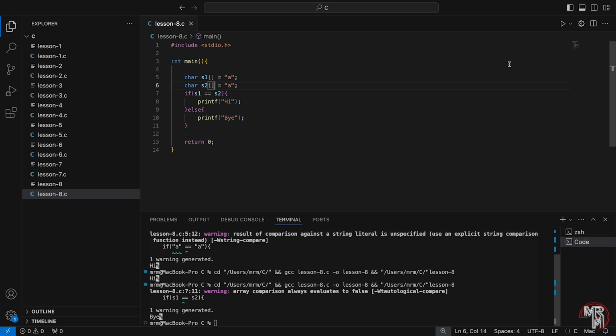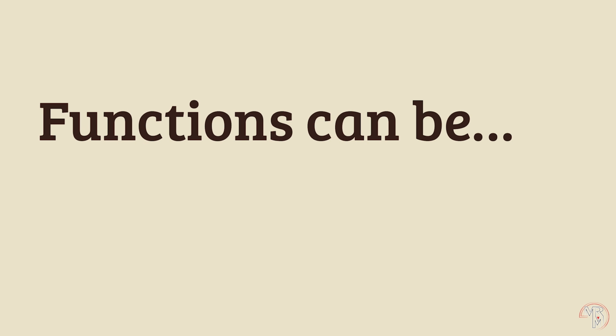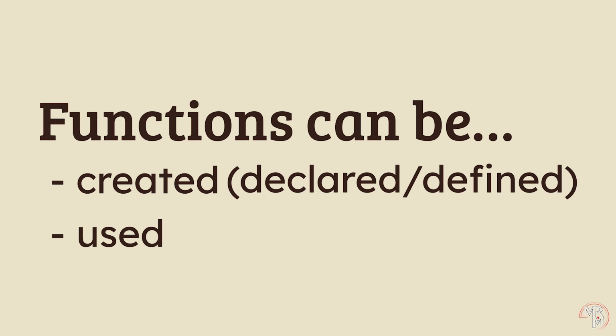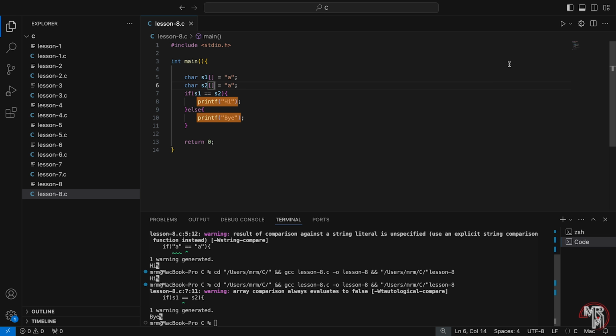So far we used two functions, printf, that you can see here, and scanf that we use to take user input. Now there are essentially two things you can do with functions. You can create them, and you can use them. Creating a function is called declaring or defining a function, while using a function means calling a function. Here, and here, we're calling the printf function, which is defined somewhere else, meaning not in our code. Now where is it defined?